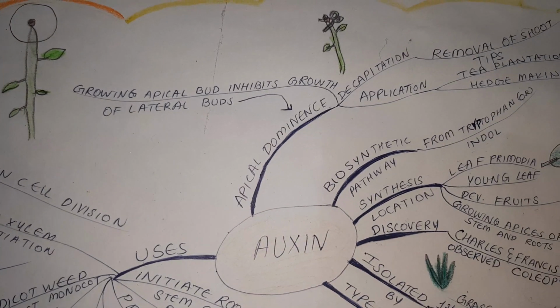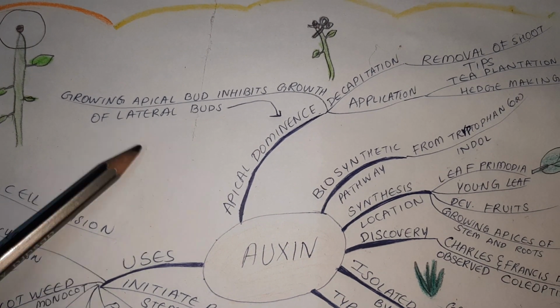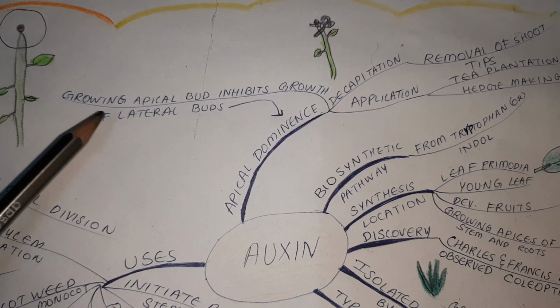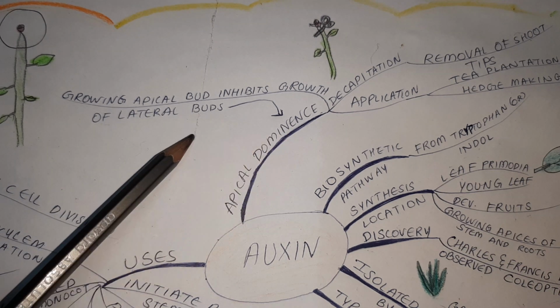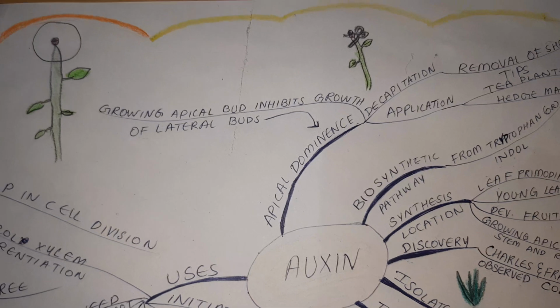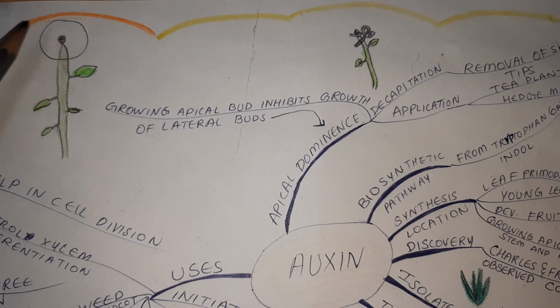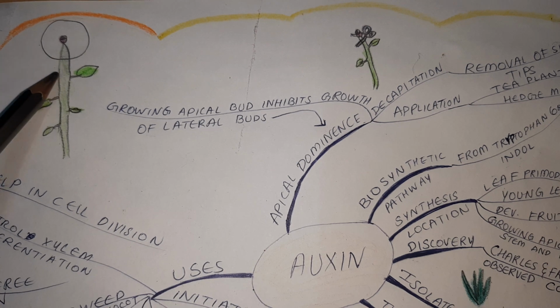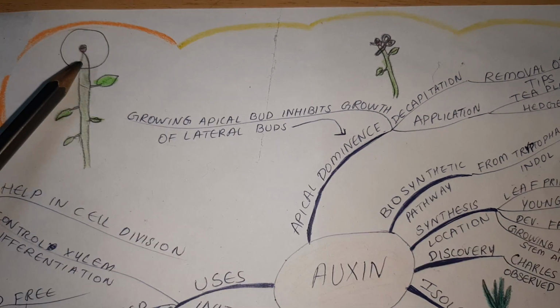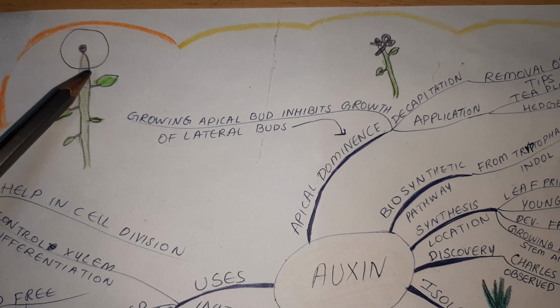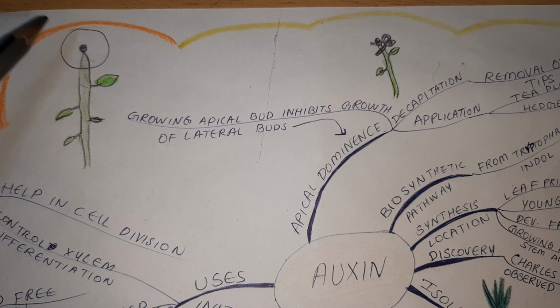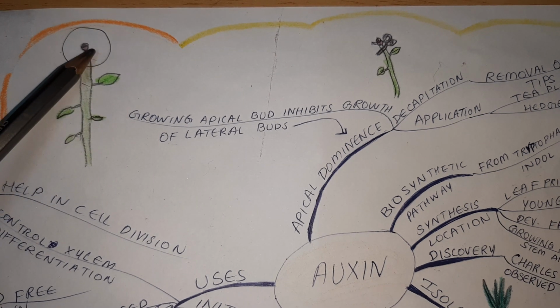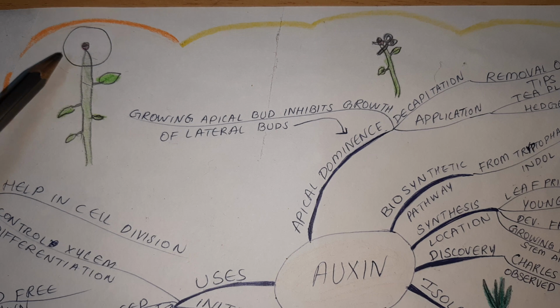What is apical dominance? Now we will talk about apical dominance. Apical dominance is the growth of apical bud. It inhibits the growth of lateral buds. If, for example, this is the apex. Apex means nothing but the tip of the stem or root. In this case, we have the tip of the stem. We see a bud growing there. This bud will prevent the growth of lateral buds. If the bud is dominant at the apex, then the lateral buds cannot grow. So this is nothing but apical dominance.